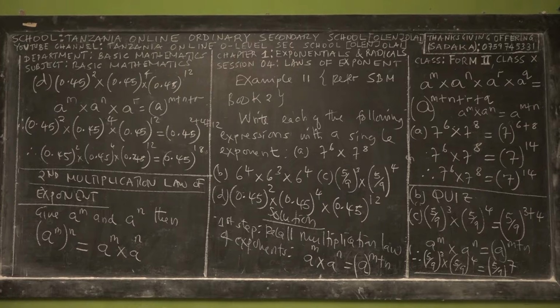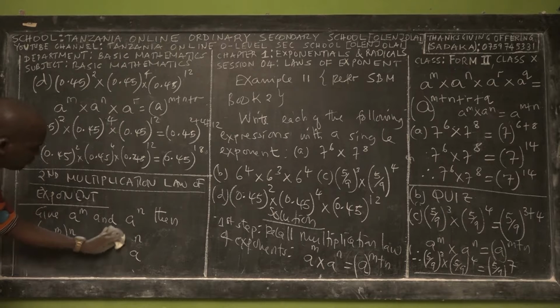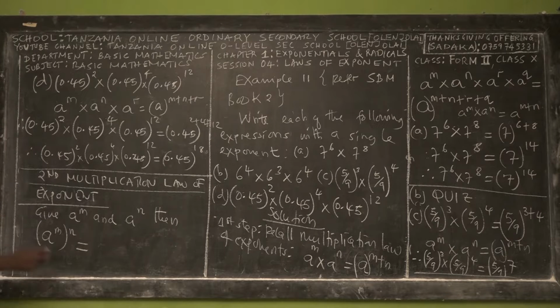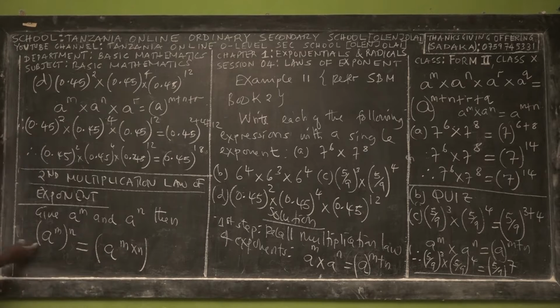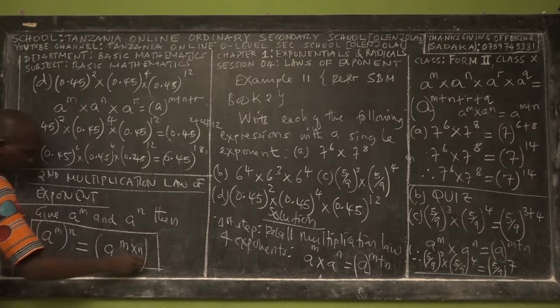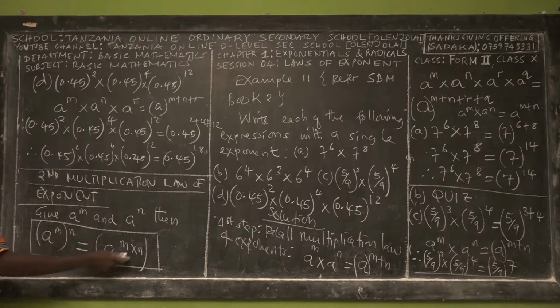You have to understand carefully. This is not true. The law states that we have a power m times n. So this is equal to a power m times n. If we find any situation where we have an exponent raised to n, then we multiply the exponents.